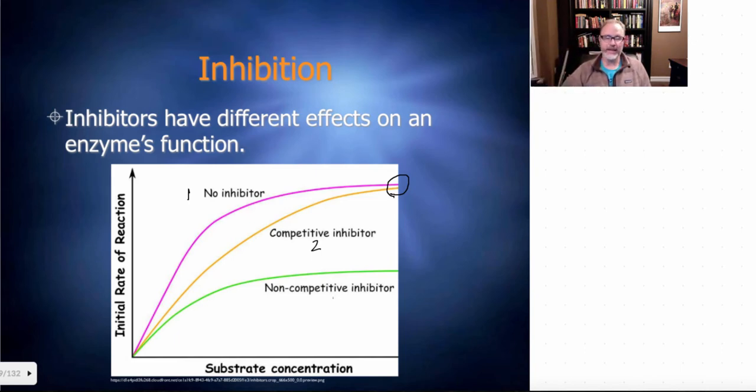Whereas with this non-competitive inhibition, what we're doing is we're changing the shape of the active site. So that active site is no longer available, even though the enzyme is. The active site is no longer available, so we're decreasing this saturation point down because of that.